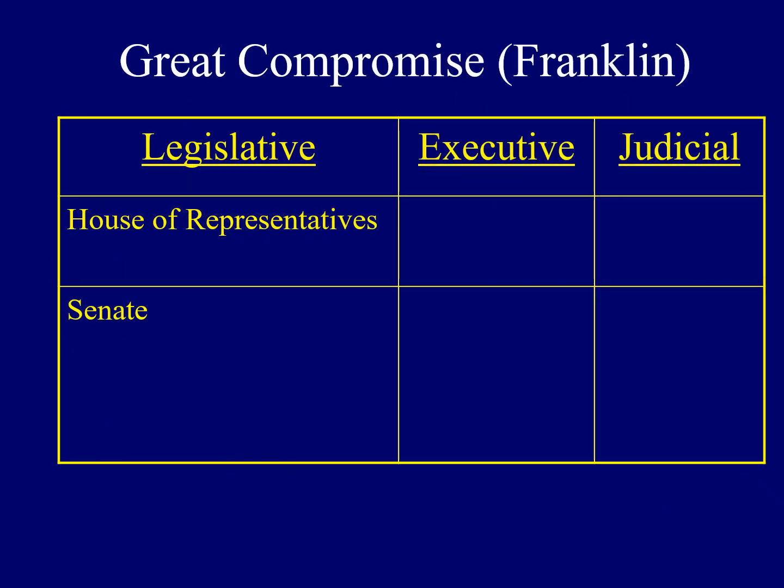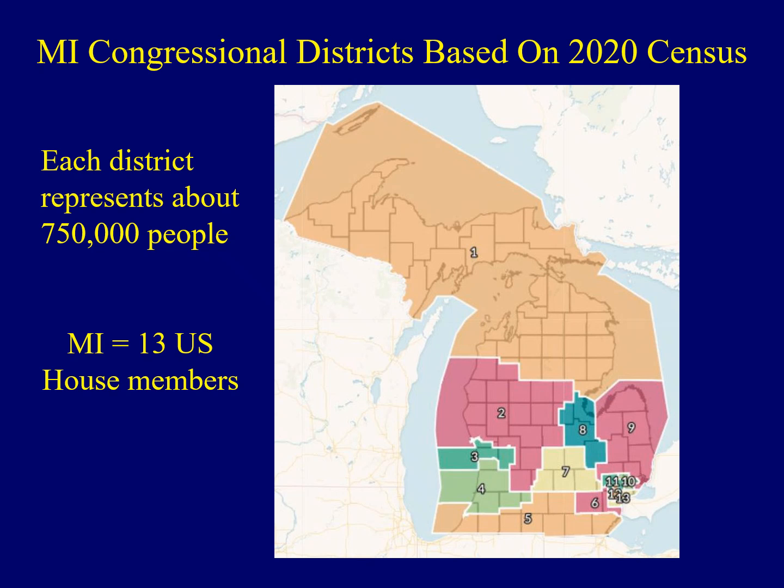Again, here we see that visual representation of separation of powers and the Great Compromise. The legislative branch was divided into the House and Senate. The number of representatives for each state was based entirely on a state's population, and this made people from the large states happy.